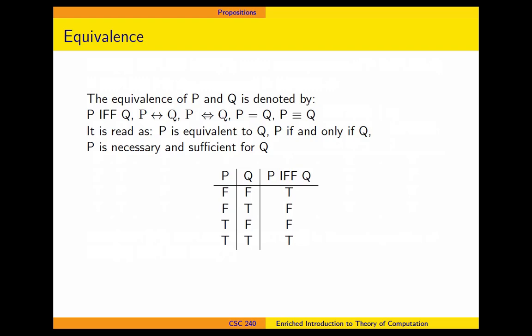This connective is also written using a line with an arrowhead on each end, using a double line with an arrowhead on each end, using an equal sign, or using an equivalence symbol, which is like an equal sign except that it has 3 lines stacked vertically instead of 2.